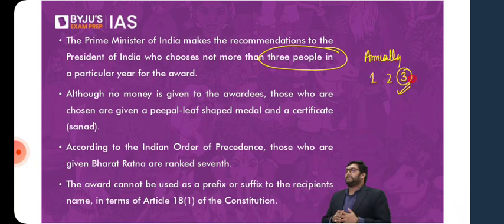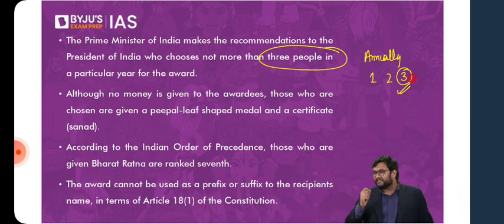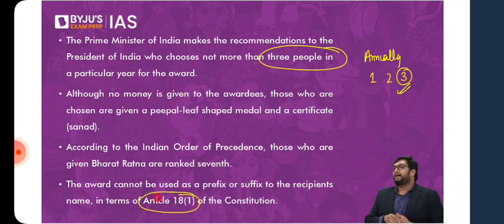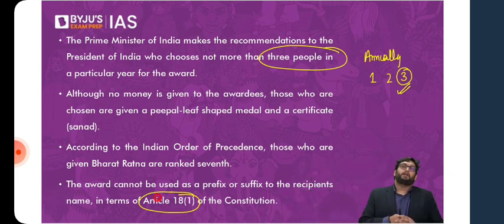You can have 1 person with Bharat Ratna, you can have 2 people. Not 4, not 5, not more than 3. But the most interesting thing is how it interacts with Article 18(1), which is related to awards, honors and titles.